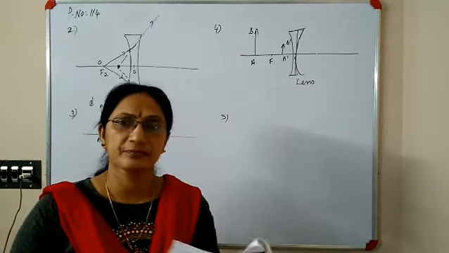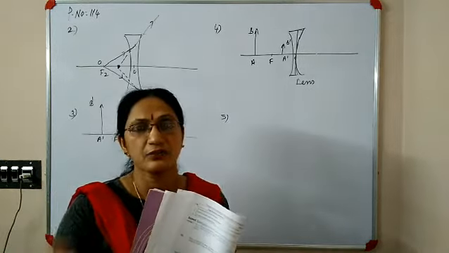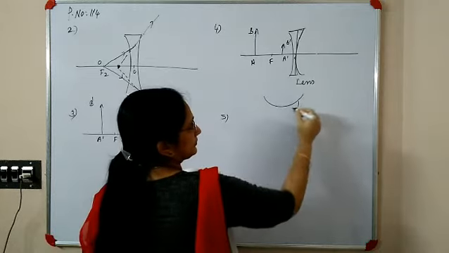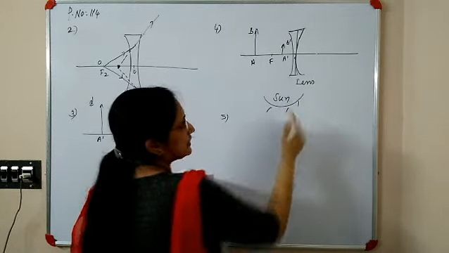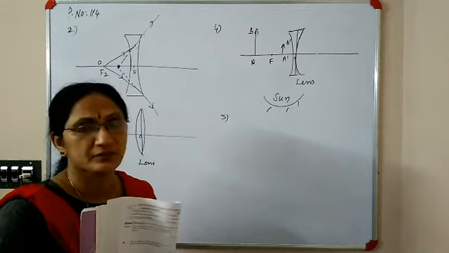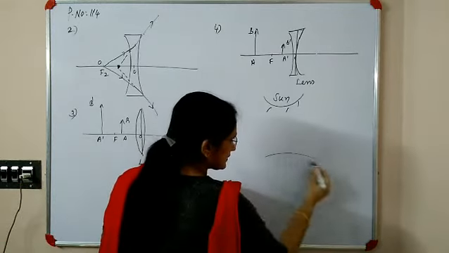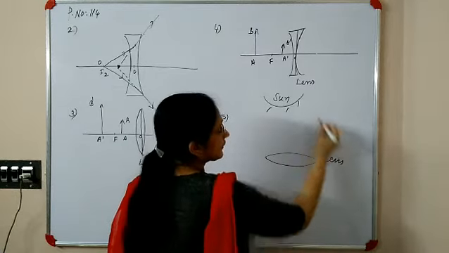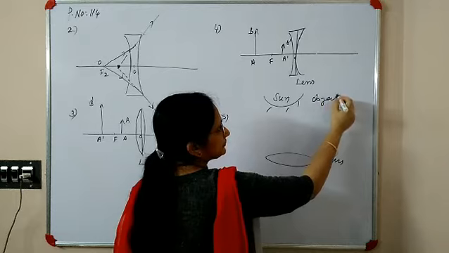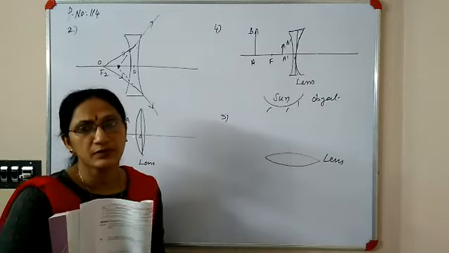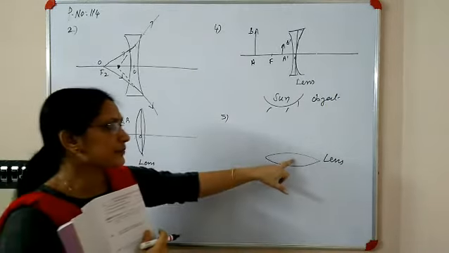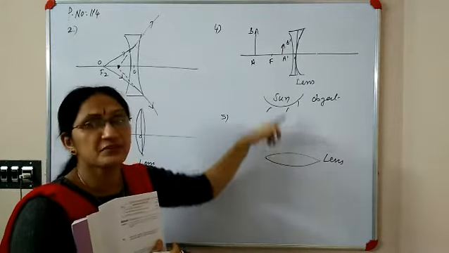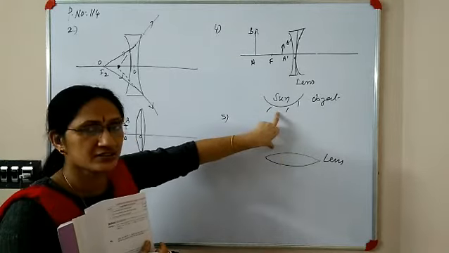A convex lens, if you show in sunlight, where will the image form? Here the sun is the object and here a lens is kept. Sun is the object. Where will the image form? You know the distance from the lens to the sun is infinite, meaning the object is at infinity. This distance is too much.